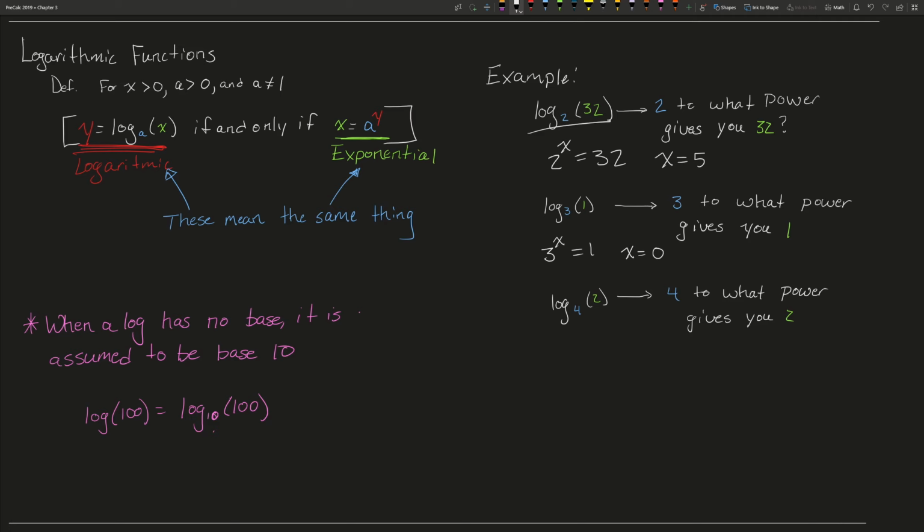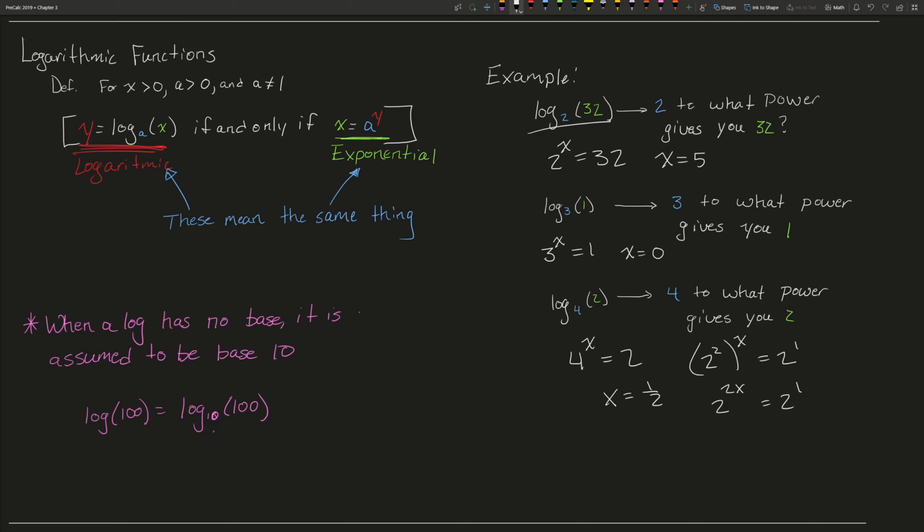In the next example, log base 4 of 2 says 4 to what power gives you 2. So we can rewrite that as 4 to some power is equal to 2. In this case, we're going to need a fractional exponent. So 2 squared is 4, so 4 to the 1/2 is 2. So x will equal 1/2. We can also rewrite this using the one-to-one property as 2 squared to the power of x will equal 2 to the first. So 2 to the 2x will equal 2 to the first.